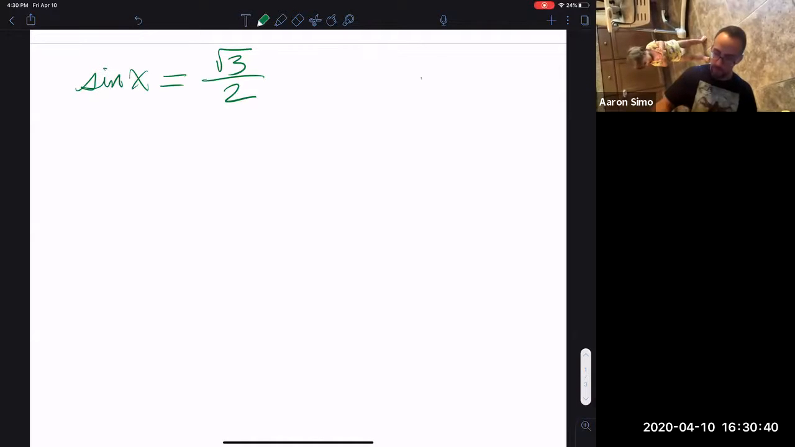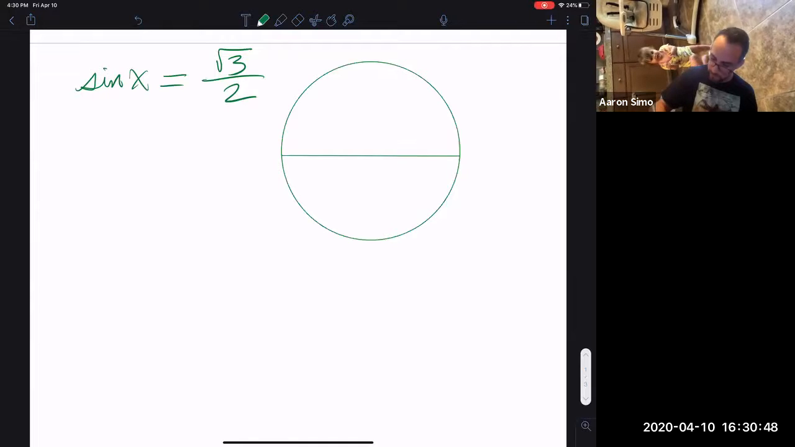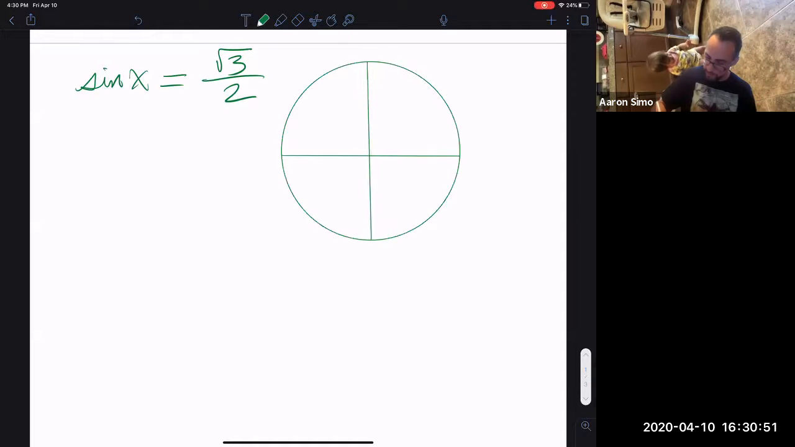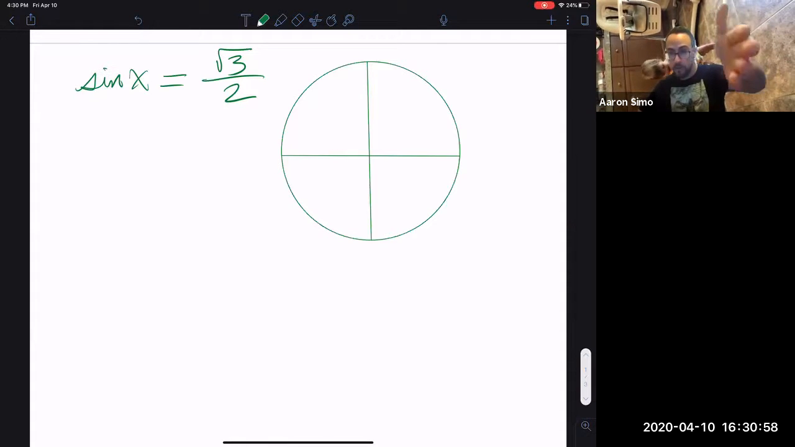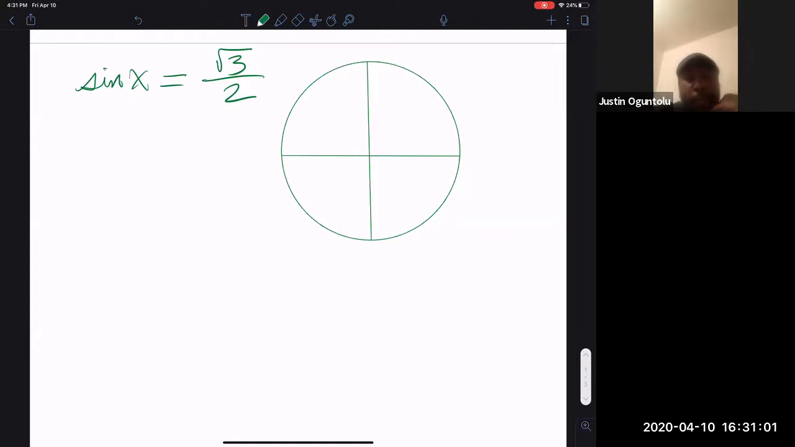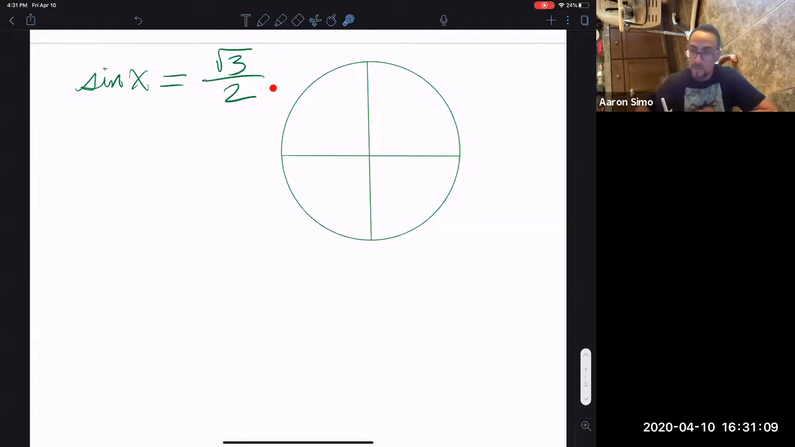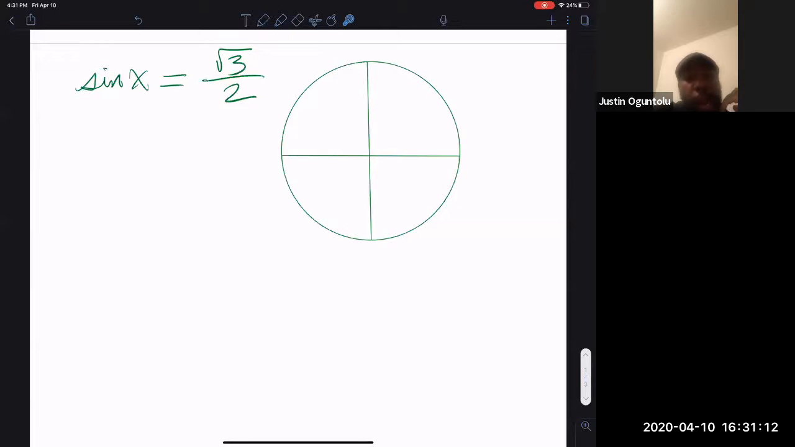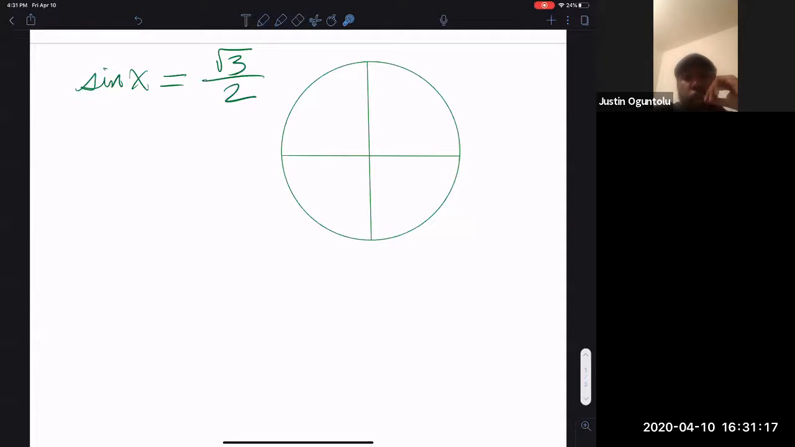So if I have a circle, the values that I want are the values on the top. Why do I want the top? Because sine is y, and also, is this number positive or negative? Positive. So we're looking for where sine is above the y-axis. Sine is positive.